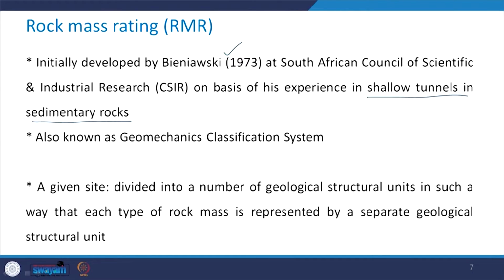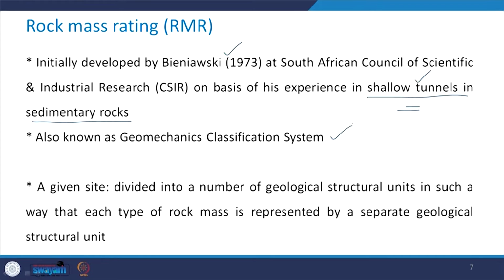So, if we want to apply this system to another class of rock or to any other structure, let us say igneous or metamorphic rock, or the dam foundation or slope stability analysis, we need to be very careful about the application in those areas, because this classification system was developed based upon experience in shallow tunnels in sedimentary rocks. So, one limitation of this classification system is that it is more suitable to this condition. This is also known as the geomechanics classification system.